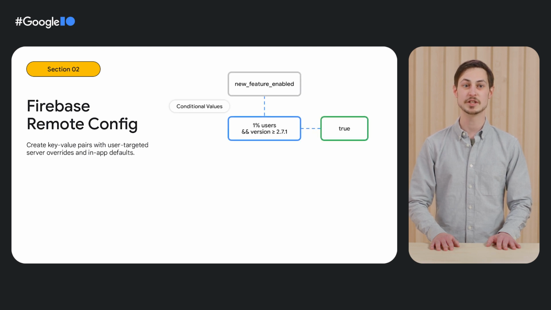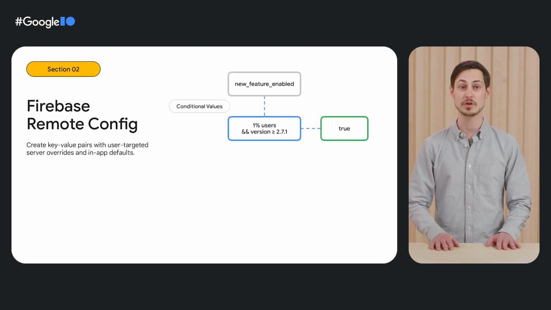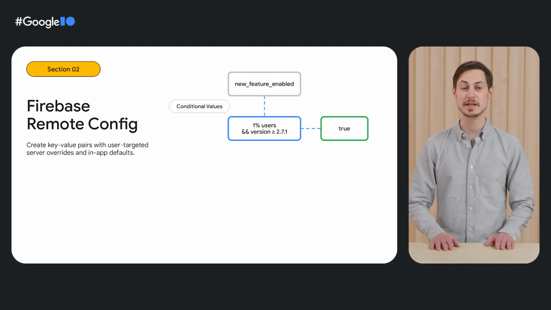This is how that configuration might look if you're creating a feature flag parameter in Remote Config. The feature flag is a parameter named New Feature Enabled, and this serves as the key in the key value pair. The values that you set on the server can be different depending on each user.